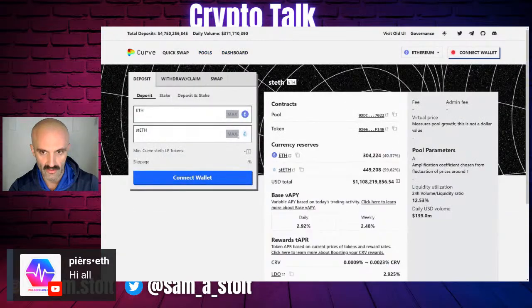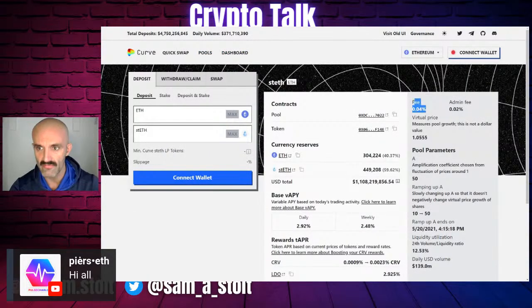Let's click on the pool here. See the fee. This pool has ETH and staked ETH, right? So this pool here is two volatile assets. They have the 0.04% fee and 0.02% fee.